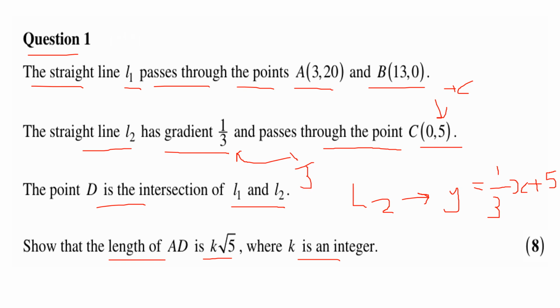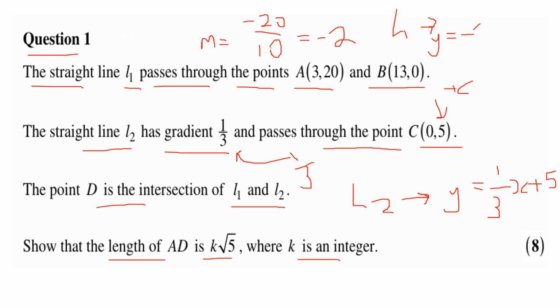What about L1? Slightly trickier. I've got 2 points. Step one, work out the gradient of the 2 points. So we do difference in y over difference in x. So we do 0 minus 20, which is negative 20, over 13 minus 3, which is 10. So we get negative 20 tenths, which simplifies to negative 2. So L1 so far has the equation y equals minus 2x plus c.